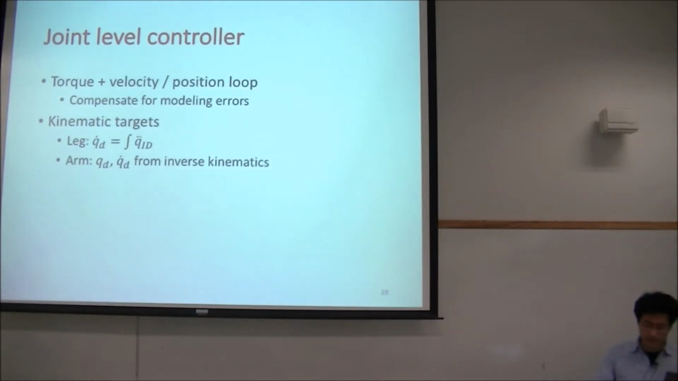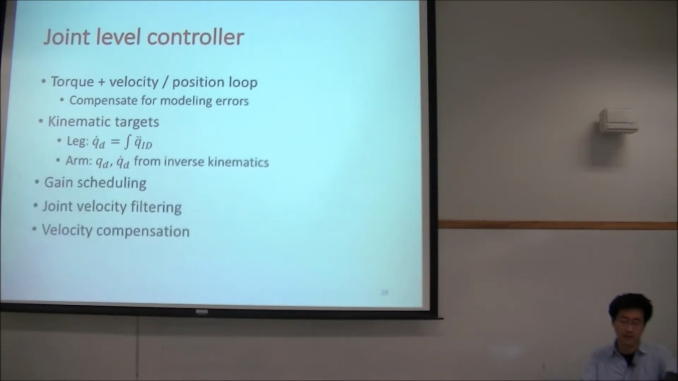Okay, now I want to briefly talk about the very bottom layer, which is running on the robot itself. This is the joint level controllers. We spend a lot of energy trying to tune gains and some filter parameters to get as good a joint level tracking as we can on the robot. And here I essentially cover the first two parts. So I need kinematic targets, and they come out by either doing inverse kinematics or by integrating the desired accelerations.